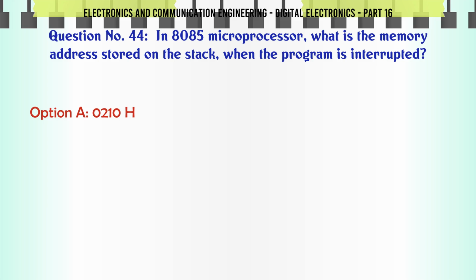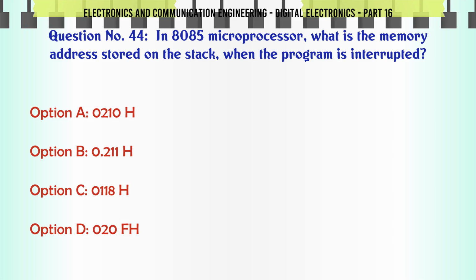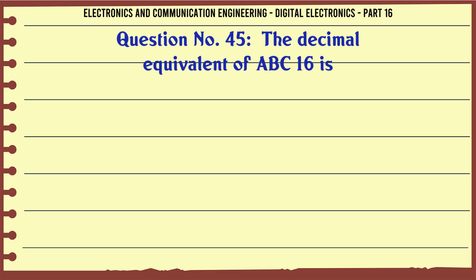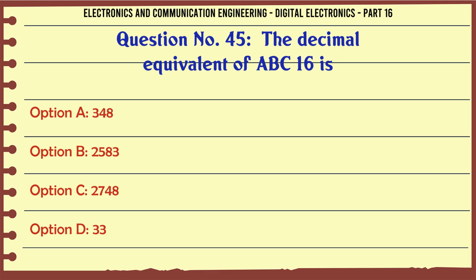In the 8085 microprocessor, what is the memory address stored on the stack when the program is interrupted? A. 0210H, B. 0211H, C. 018H, D. 020FH. The correct answer is 0211H.